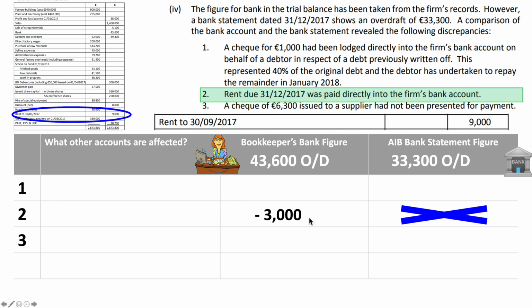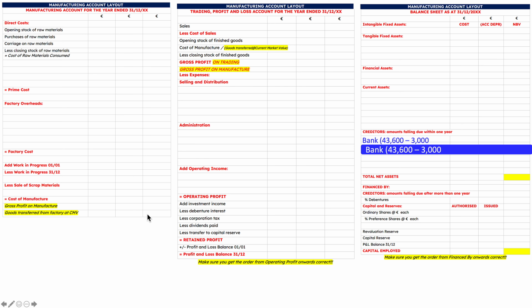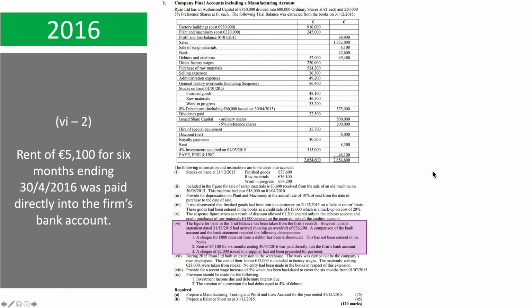So it would reduce the bank overdraft by 3,000 because 3,000 would come into the account. And then we would have rent received. We would add 3,000 to the already 9,000 euro there, and that will go in the add operating income in the TPL. So rent received goes in add operating income. You have your 9 from the trial balance and now you add the other 3. And that's basically that one done.